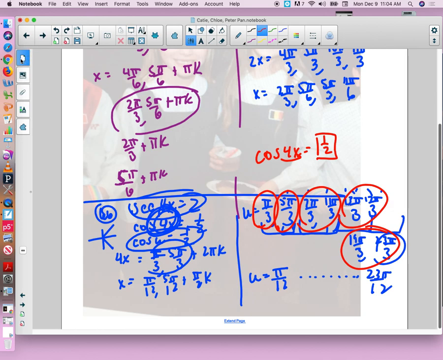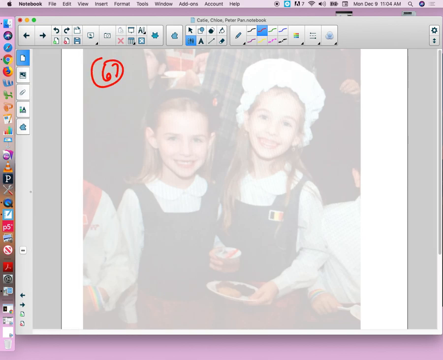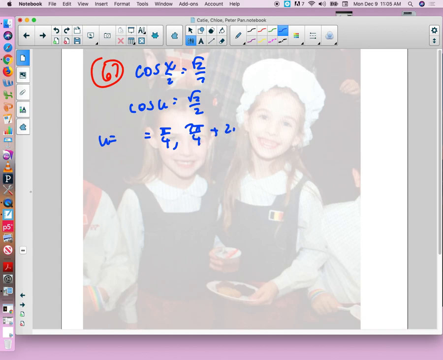Okay, so moving on. The last one on this one is tangent x over 3. Did I finish this? Oh no, 67, the one y'all did. 67 is cosine of x over 2 is equal to root 2 over 2. Cosine u is root 2 over 2. That happens when u is pi over 4, and again at 7 pi over 4, plus 2 pi k.